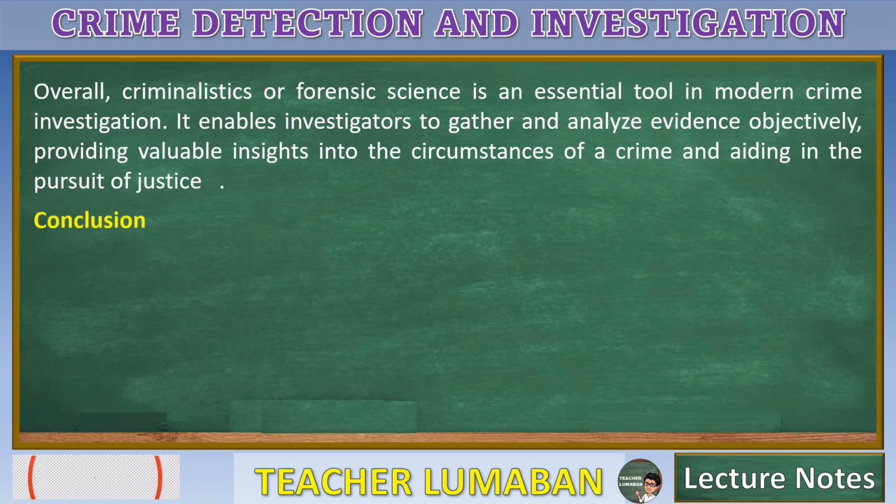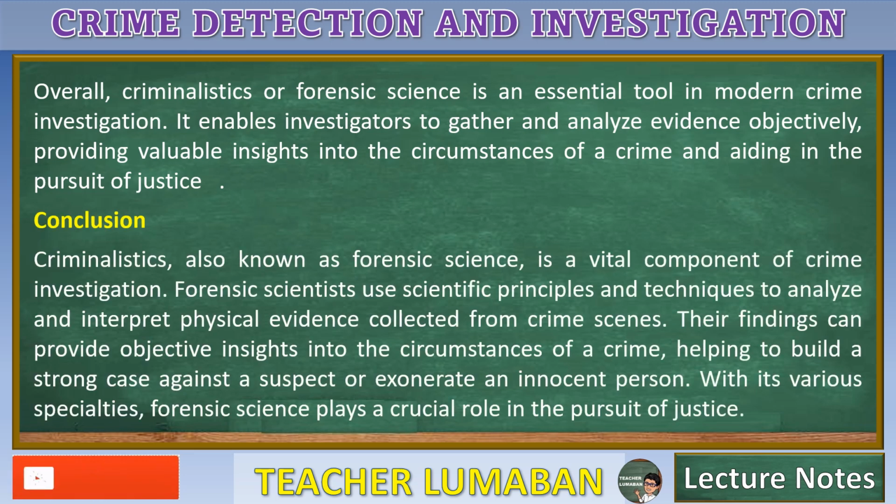Conclusion. Criminalistics, also known as forensic science, is a vital component of crime investigation. Forensic scientists use scientific principles and techniques to analyze and interpret physical evidence collected from crime scenes. Their findings can provide objective insights into the circumstances of a crime, helping to build a strong case against a suspect or exonerate an innocent person. With its various specialties, forensic science plays a crucial role in the pursuit of justice.